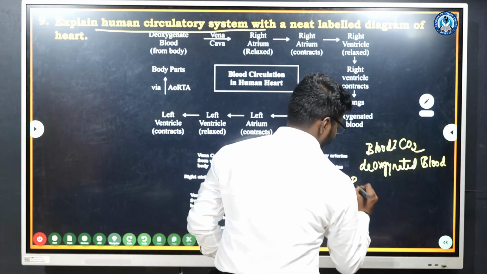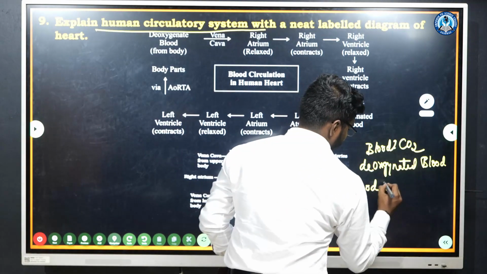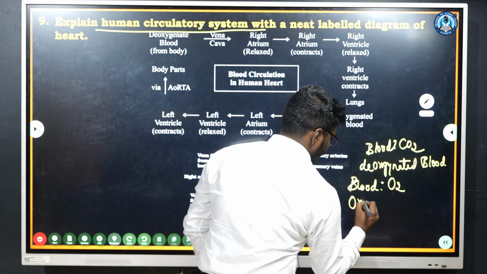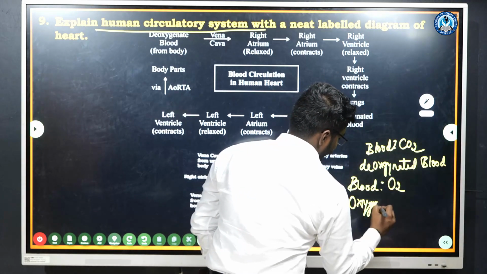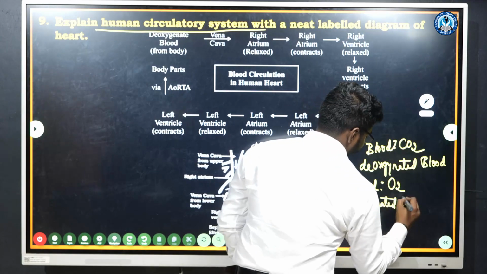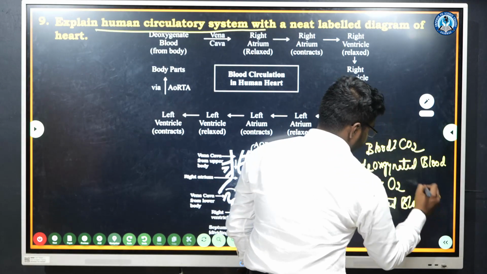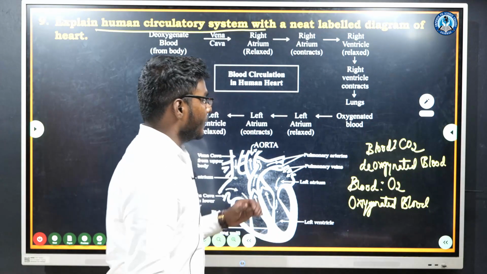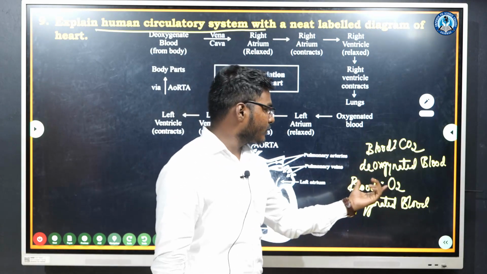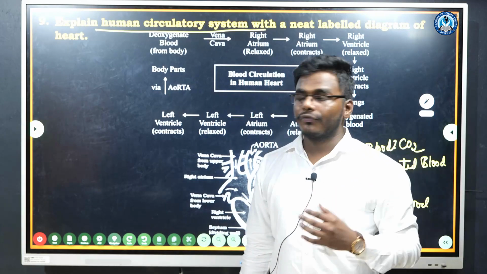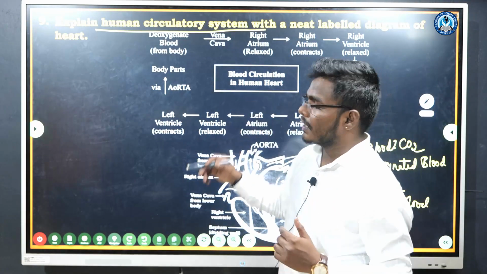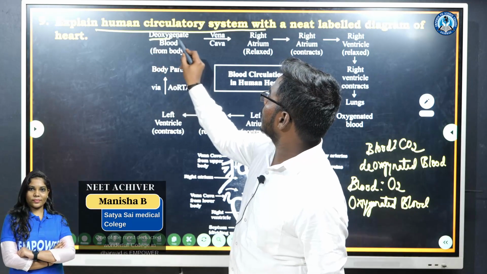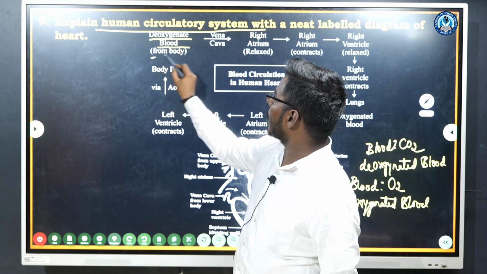The blood rich in O2 is called oxygenated blood. Now the impure blood, or the deoxygenated blood, is brought from the upper part of the body. Can you see here? Deoxygenated blood from the body.